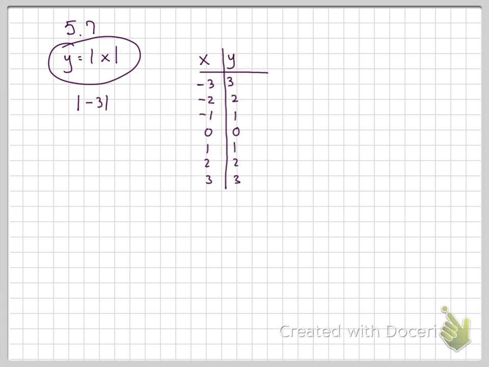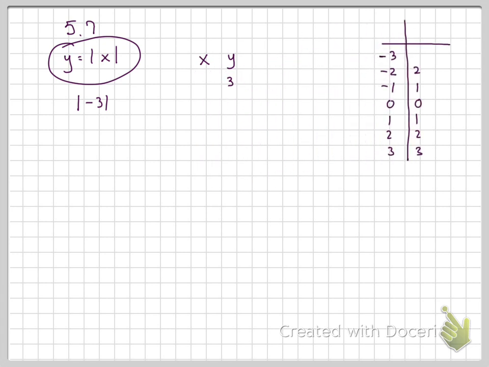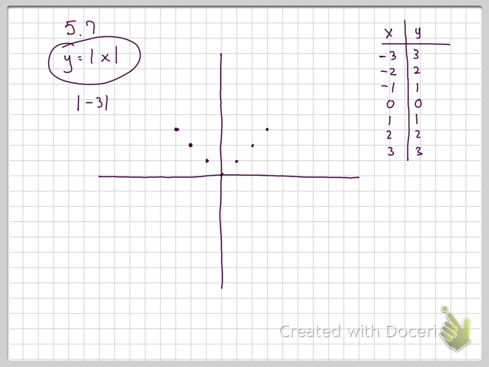So x, y, 3. There we go. Okay, so we're going to learn what the graph looks like. Now, the parent function is always the function that we use to understand any other types of transformations, okay? So if x is -3, y is 3. If x is -2, y is 2. Likewise, we will plot all of the points from that table.